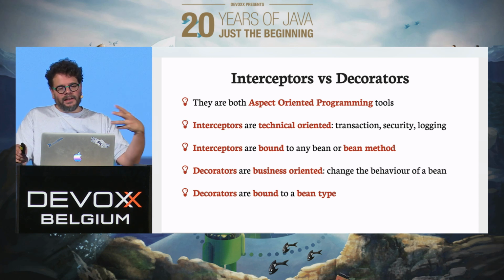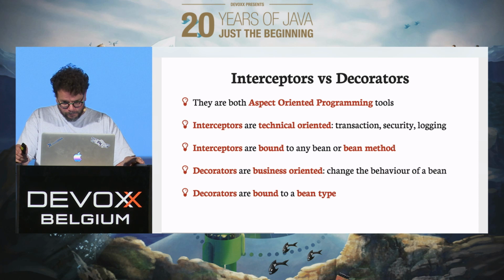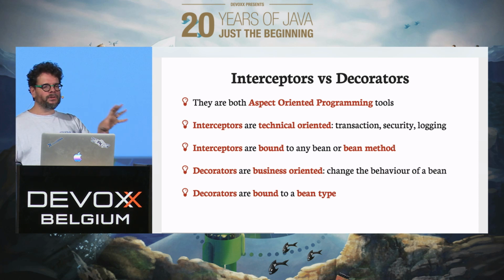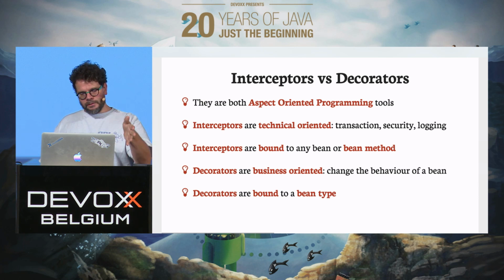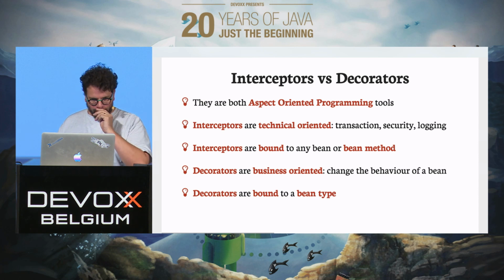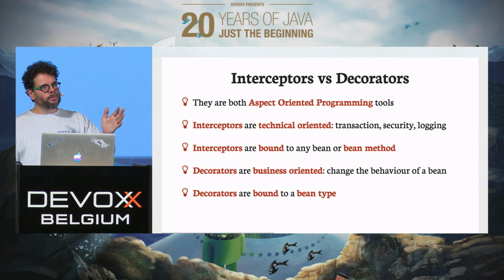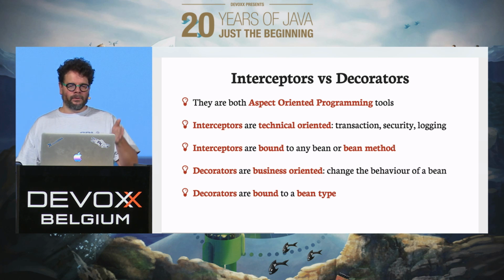Of course, both are aspect-oriented programming tools, so you can use them to enhance code in an orthogonal way. The difference is that interceptors are more technical-oriented. So it's very useful to do things like Antonio would like to do: logging, or doing stuff like transactions, security, and so on. When you create an interceptor, you bind the interceptor to a class or a method, so a bean or a method. The decorators are more business-oriented.